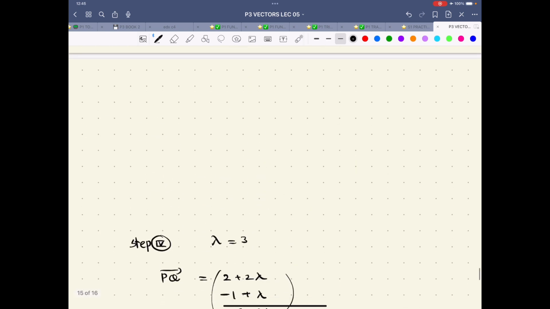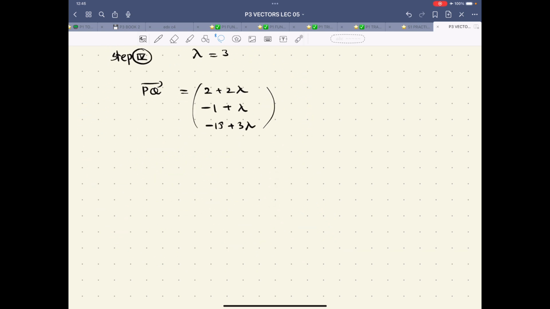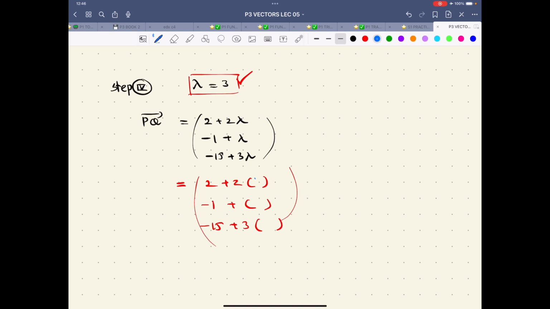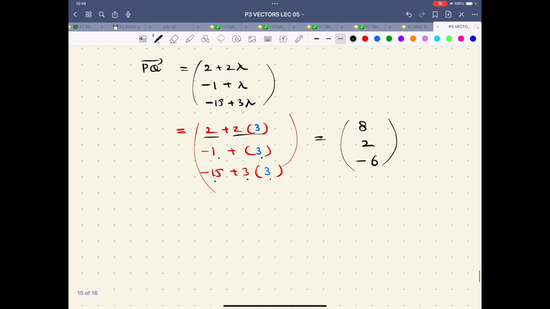And let me shift this up a little bit. So now let me put it over here. And now let me plug in the value of lambda, which is 3. So therefore, 2 plus 2 times something, minus 1 plus something, minus 15 plus 3 times something. And that something is the value of lambda. So let me write 3 over here, 3 over here, and 3 over here. And let me expand. 2 into 3 is 6, 6 plus 2 is 8, 3 minus 1, that's 2, 3 into 3 is 9, the difference between 15 and 9 is 6 with a negative sign. So therefore, this is what PQ is.